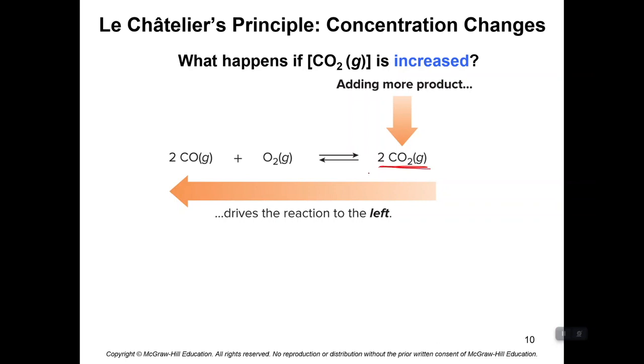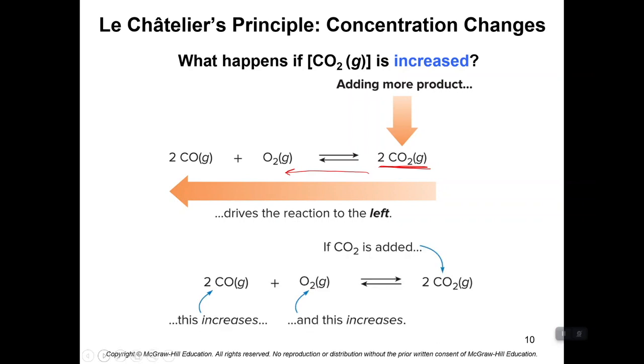So that means that my reaction is going to proceed to the left in order to make more reactant to reestablish that equilibrium. So at the molecular level, what's happening is that I will be making more O2 and I will be making more CO. Both of those concentrations will increase, but they will increase until the equilibrium is established again. That K constant is a constant, so it will not change with these disturbances.